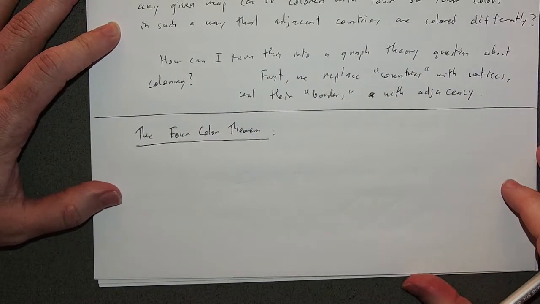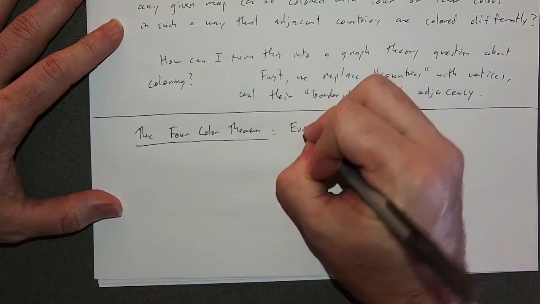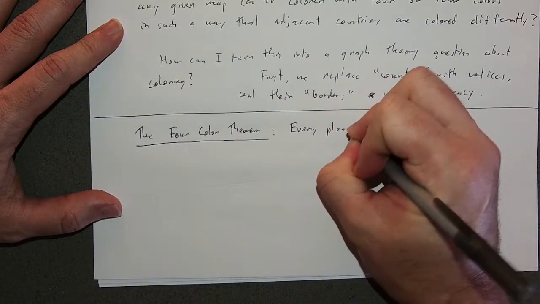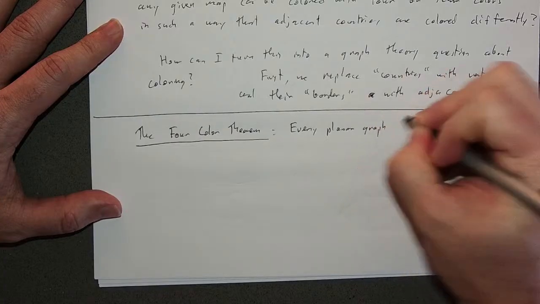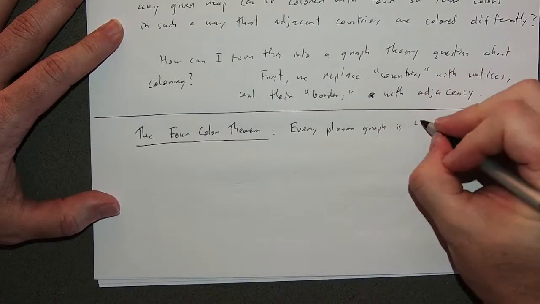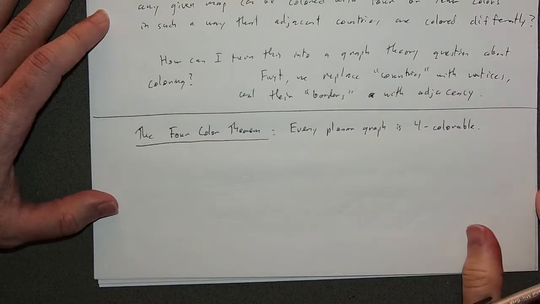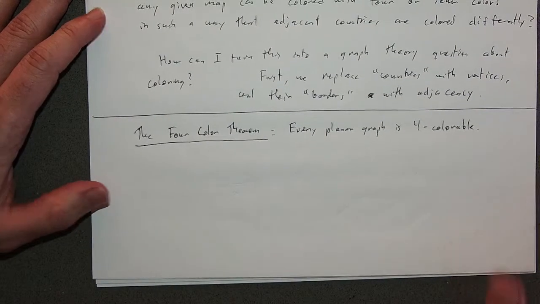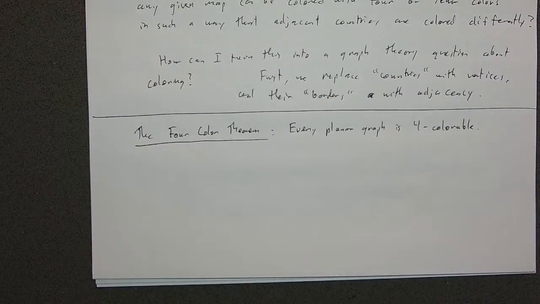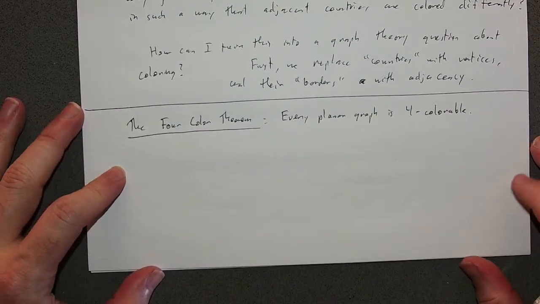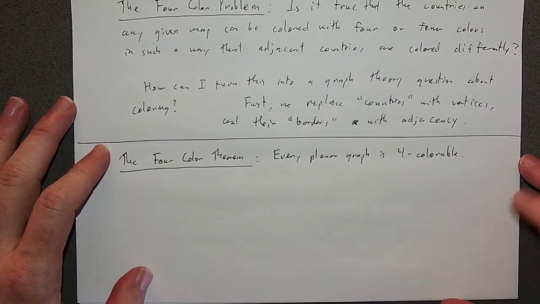And the 4-color theorem says every planar graph is 4-colorable. Well, that's quite a bound on chromatic number, right? This says that every planar graph is four colorable. Okay.